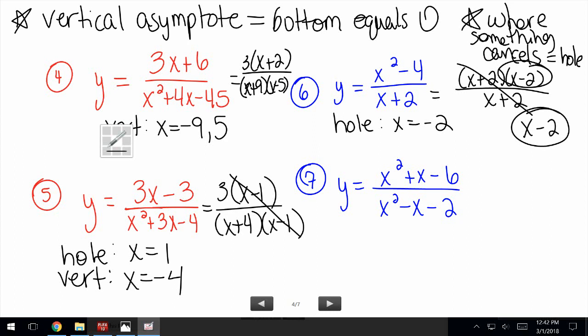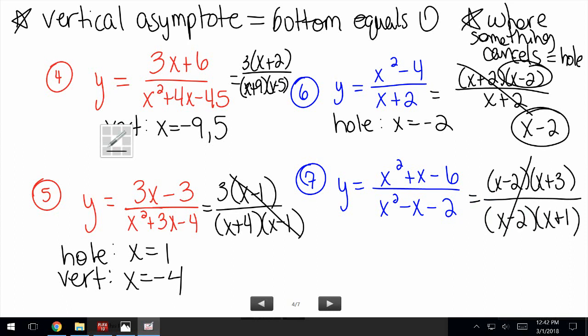All right, how'd you get the top factored? Very good. Doesn't matter the order, as long as the bigger number is positive. All right, what about the bottom? Very good. And what happens? Now, where something cancels, you got a hole. Where you got a hole at? X equals 2. And the vert is negative.